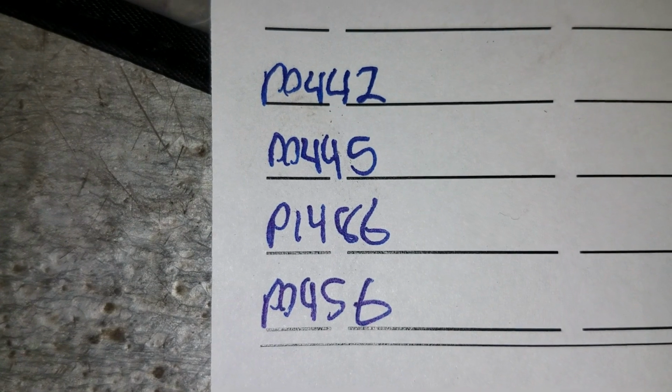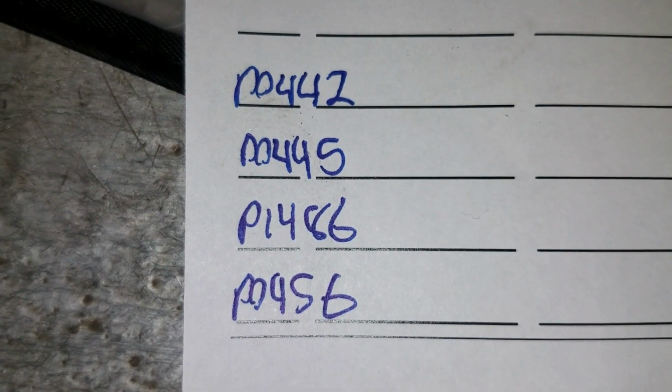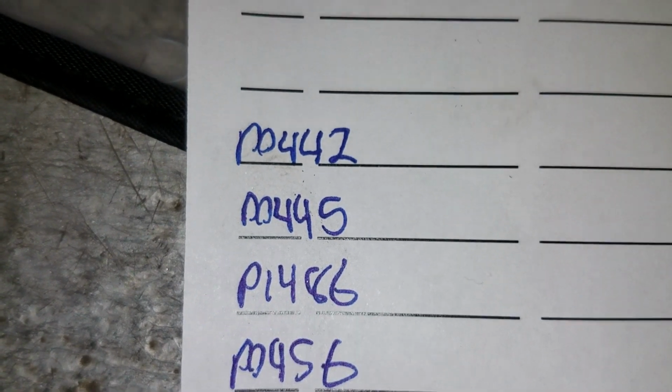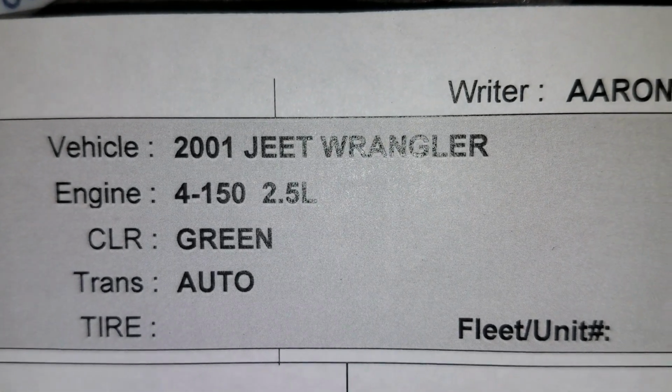Flat Mechanic here again, and in this video we're going to be diagnosing a P0442, P0445, P1486, and a P0456, all related to the EVAP system, and it's going to be on this 2001 Jeep Wrangler. Mainly it's the EVAP leak that is pretty much setting all these codes.